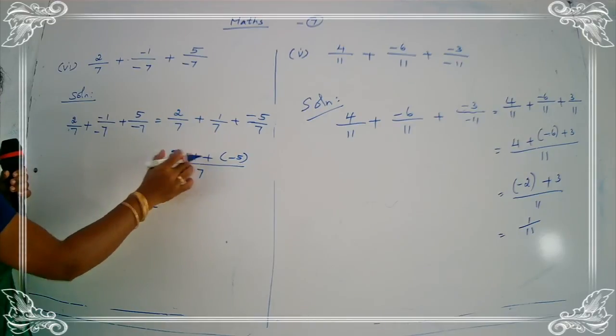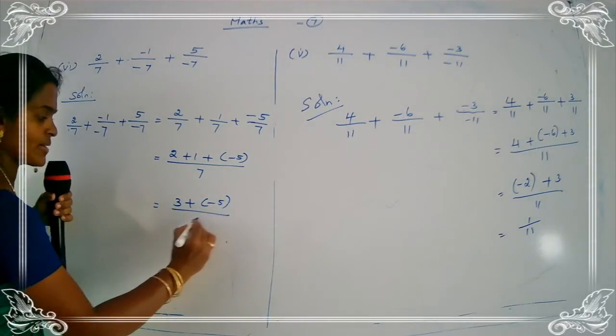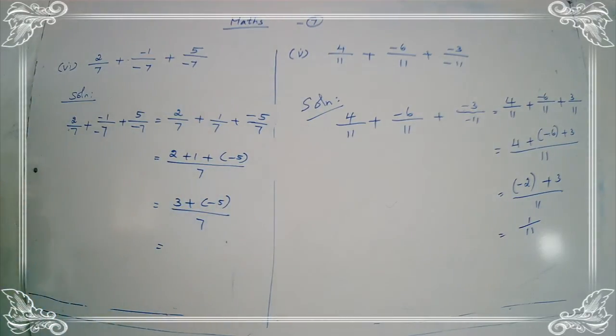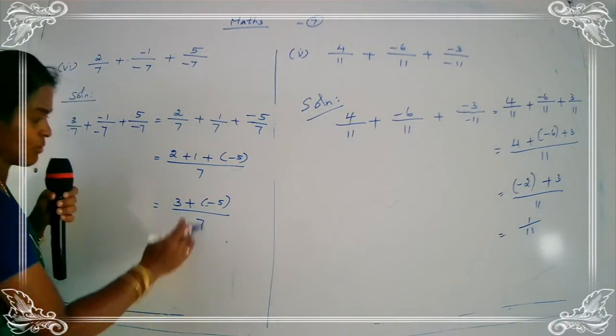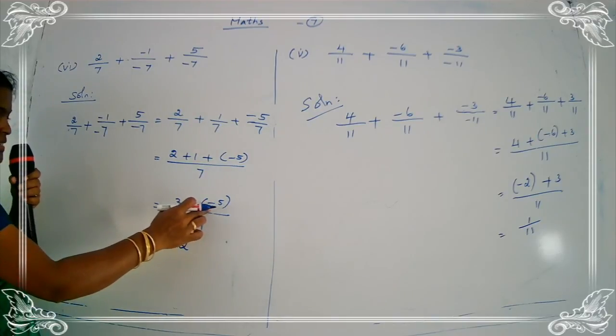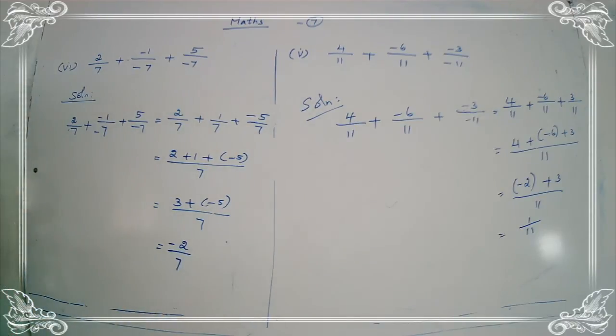Now you add. First we find the value of these two integers. 2 plus 1 is 3, plus minus 5 upon 7. Now 3 plus minus 5. Here one is positive, one is negative. If the integers have opposite signs, we find the difference and put the greater value's sign. So 5 minus 3 is equal to 2. The bigger number is 5, and its sign is minus. So your answer is minus 2 upon 7. Okay, children, clear? Yes. Write it down in your classwork note.